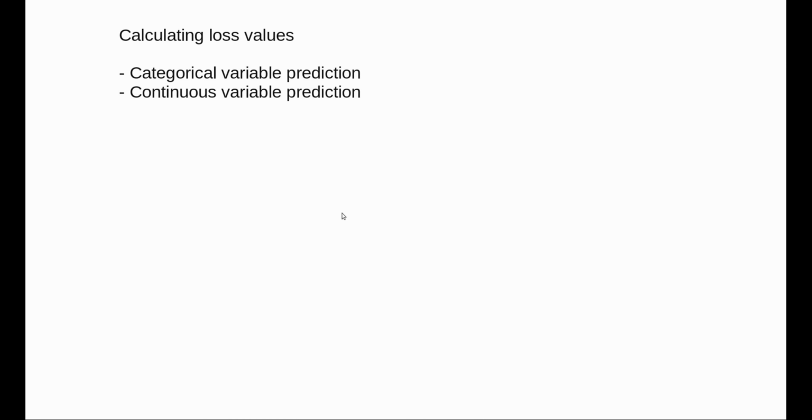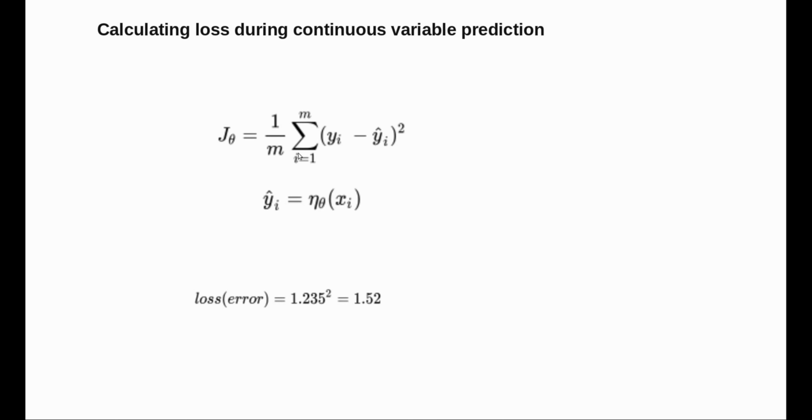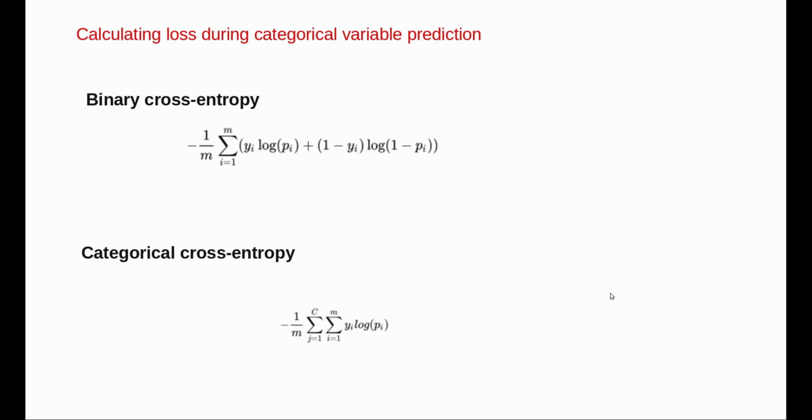So let's see, for calculating loss in the neural network, we have mainly two kinds of predictions: categorical variable prediction and continuous variable prediction. And accordingly, we have different kinds of losses. So when we calculate continuous variable predictions, we normally apply MSE, mean squared error. And here yi is the actual value, and yi hat is the predicted value, and this is the formula for MSE.